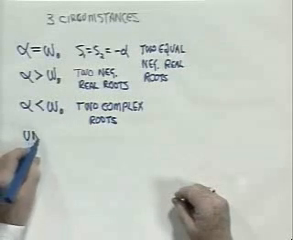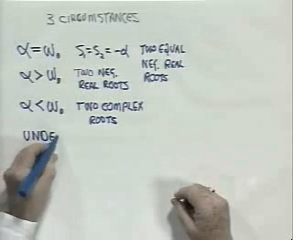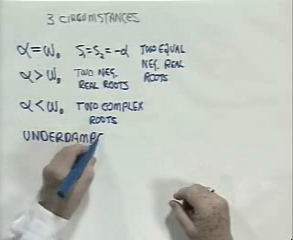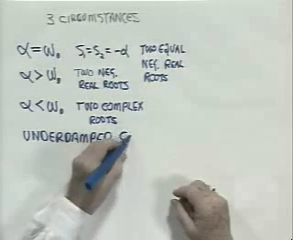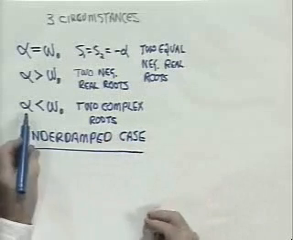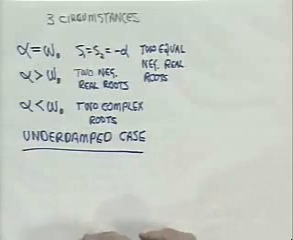This is referred to as the underdamped case. When alpha is smaller than omega naught, as you can see from that equation on the previous sheet, you have a pair of complex roots. And you can get, in this case, oscillatory behavior.